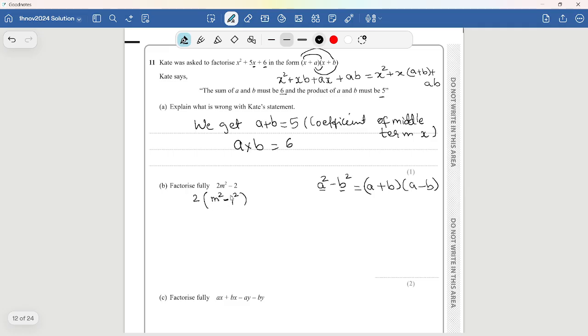Now m squared minus 1 squared is of the form a squared minus b squared, which can be factored further as (a plus b) times (a minus b). So in our case it will be (m plus 1) times (m minus 1), and there is a 2 here. So now we have factorized this expression fully. The final answer is 2 times (m plus 1) times (m minus 1).